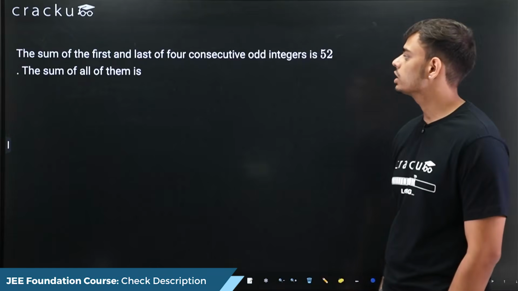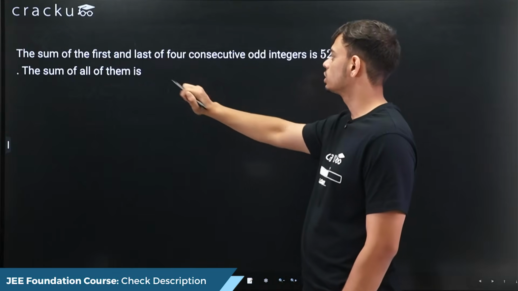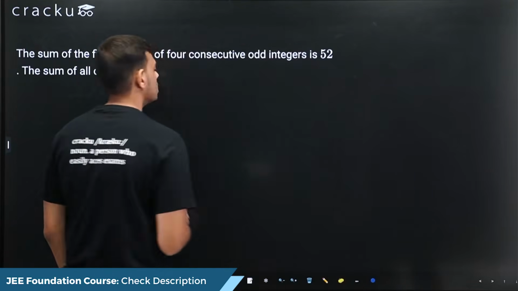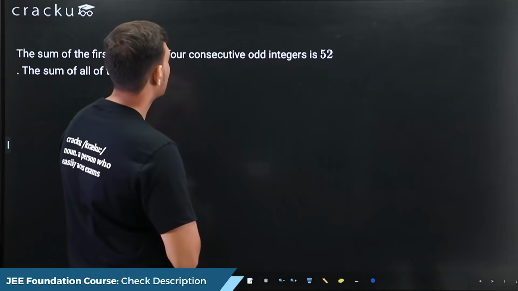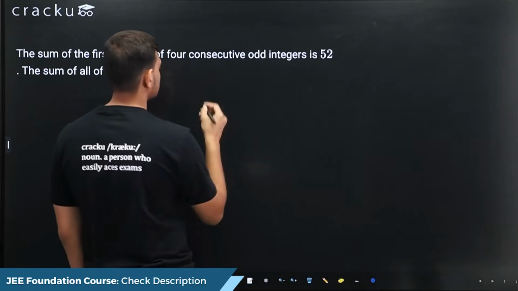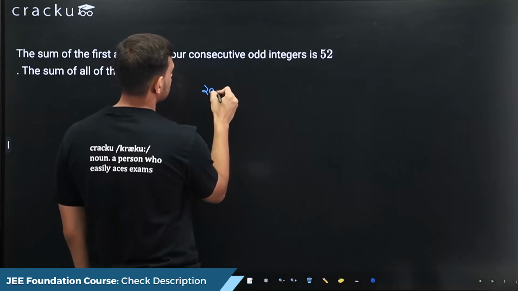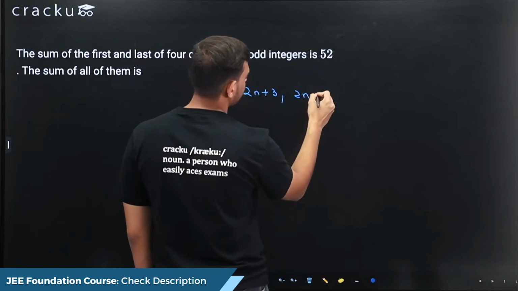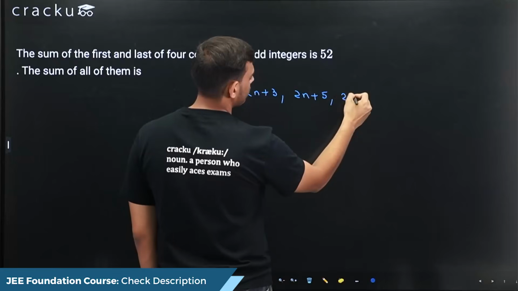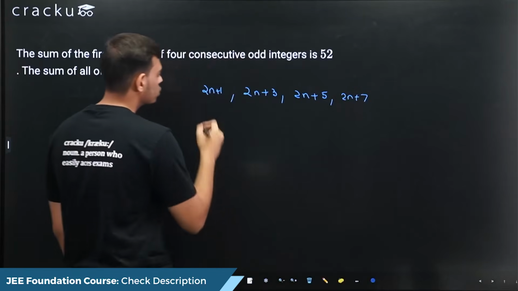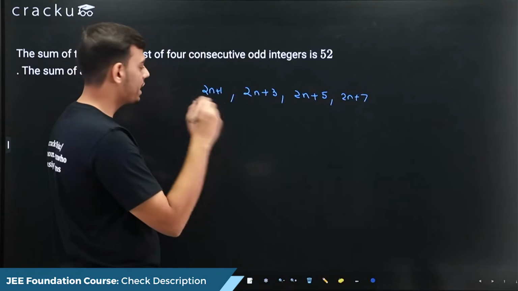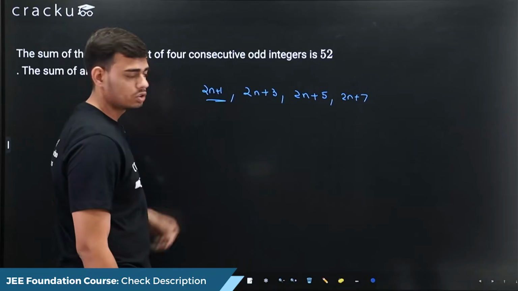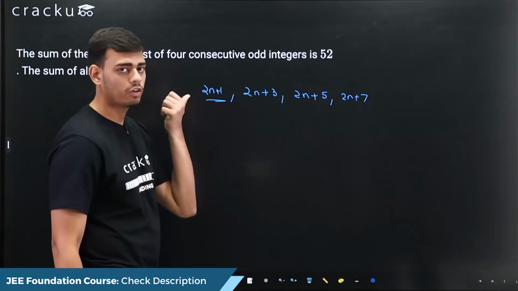In this question, we are given the sum of the first and last of 4 consecutive odd integers. Let us assume the odd integers to be 2n plus 1, 2n plus 3, 2n plus 5, and 2n plus 7. Why did I take this form? Because 2n will definitely be even, and adding an odd number to an even number definitely gives us an odd number. These are 4 consecutive odd numbers.